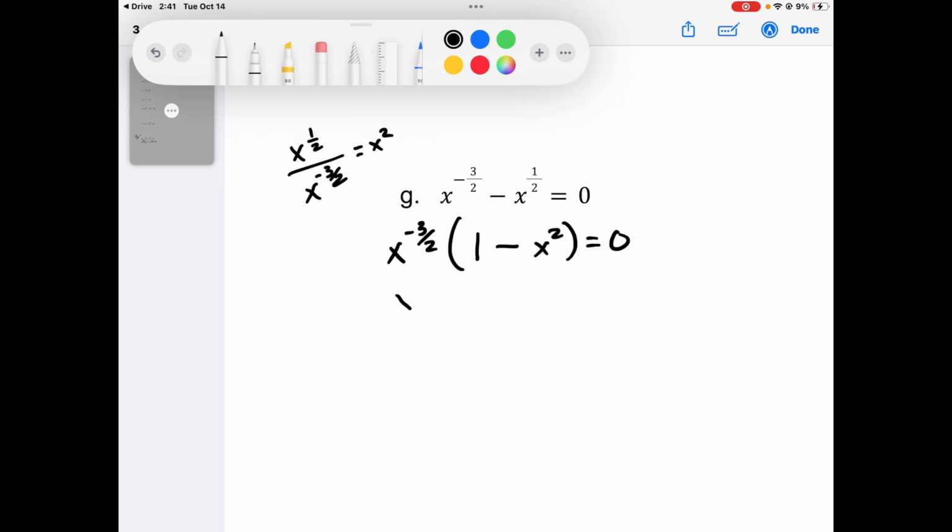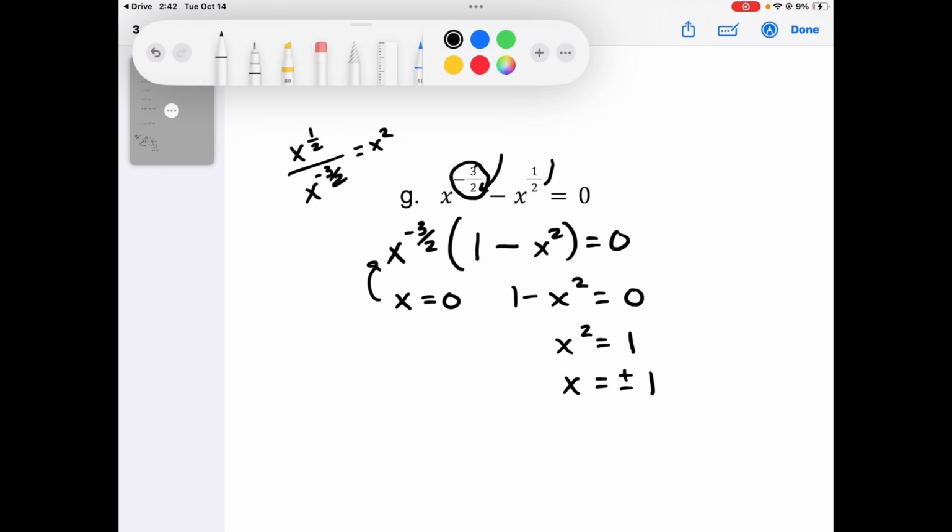So now from this, it looks like I have a lot of solutions. I have x equals 0 from this part right here. I also have 1 minus x squared equals 0, or x equals plus or minus 1. Now, if I have to consider my domain, this one is particularly important, especially the fact that I have these even roots on the bottom.